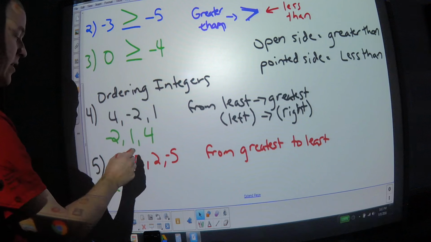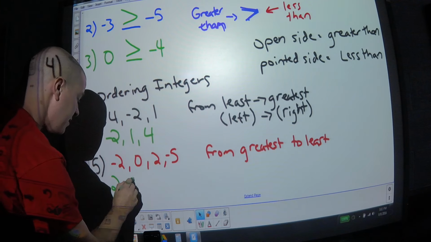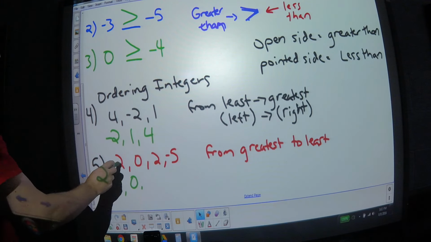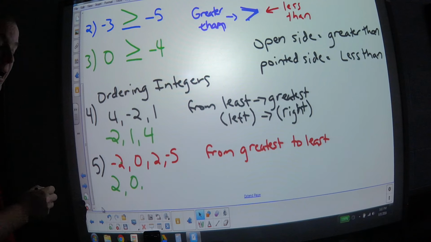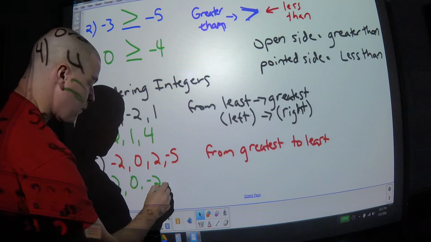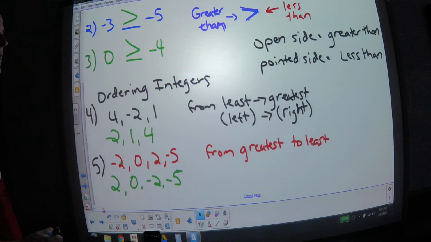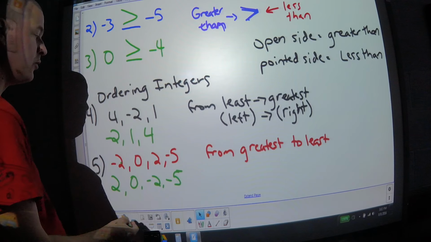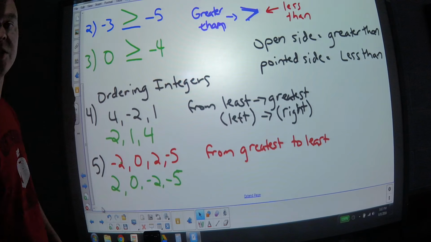0 is greater than -2 and -5, so 0. -2 is greater than -5, so therefore -2. And then -5 is what's left, so it is the smallest number. So you've got to pay attention to the direction that you're supposed to go.